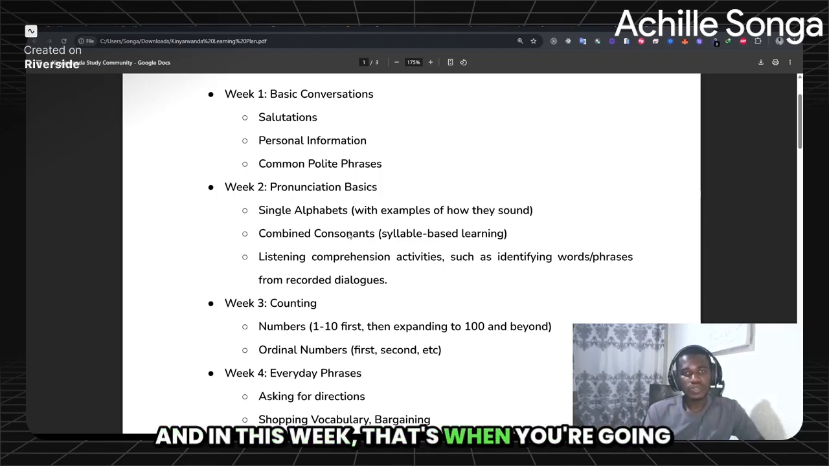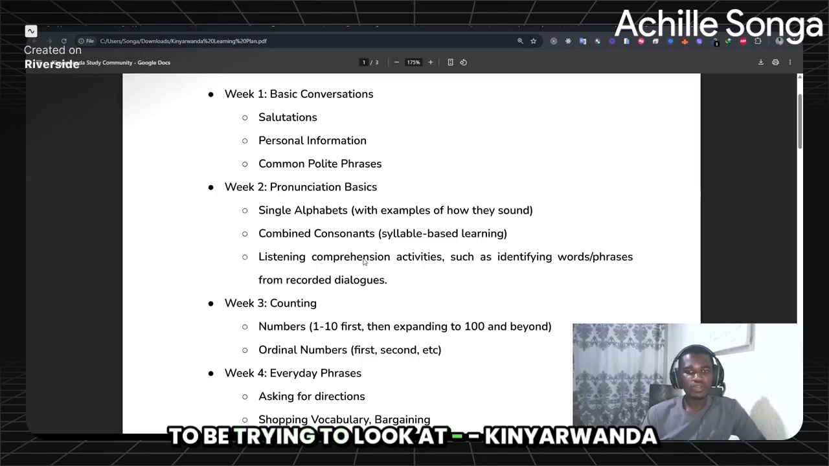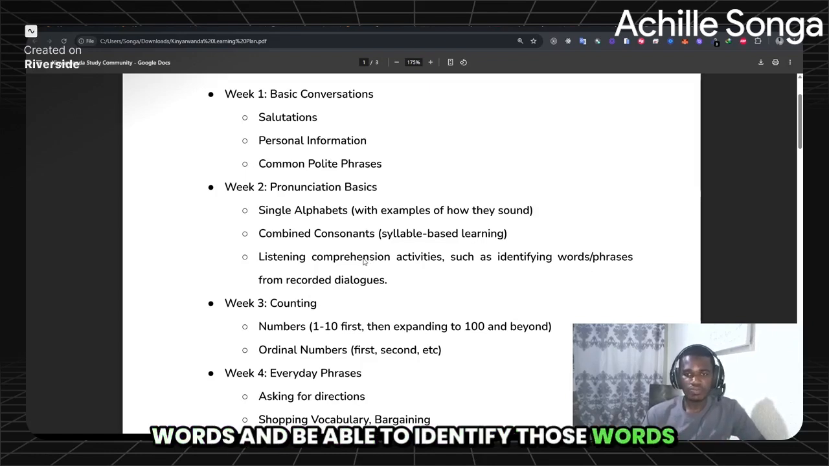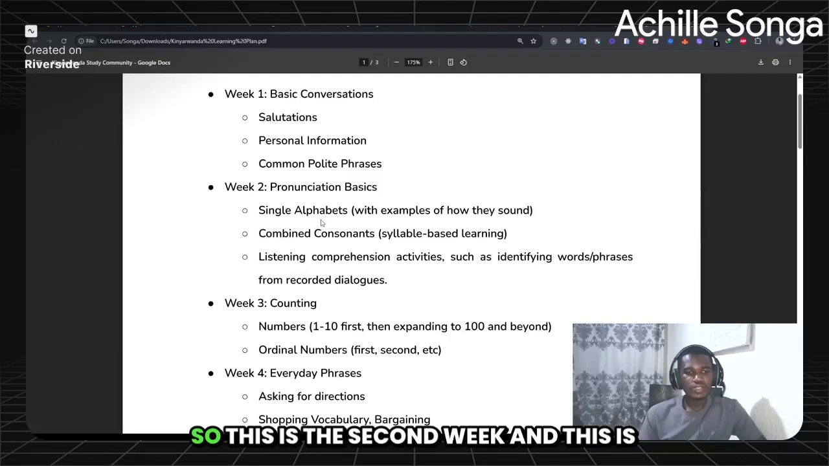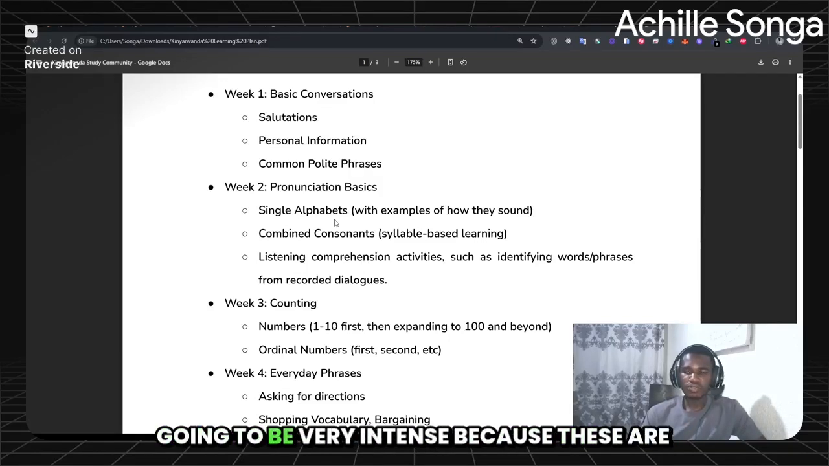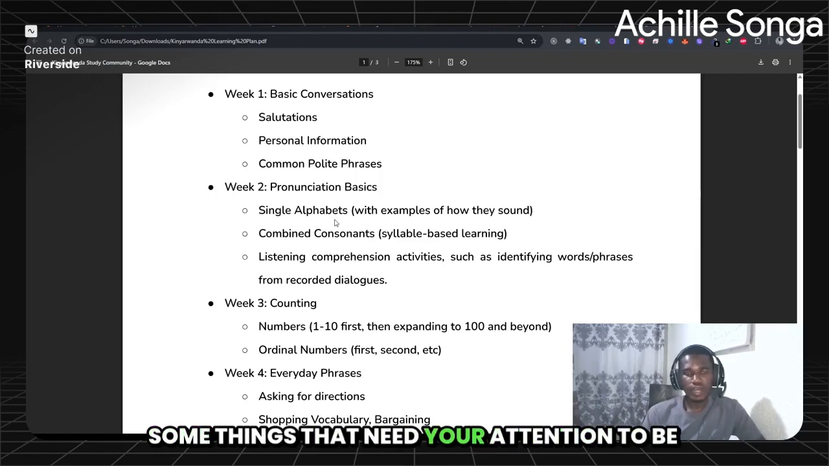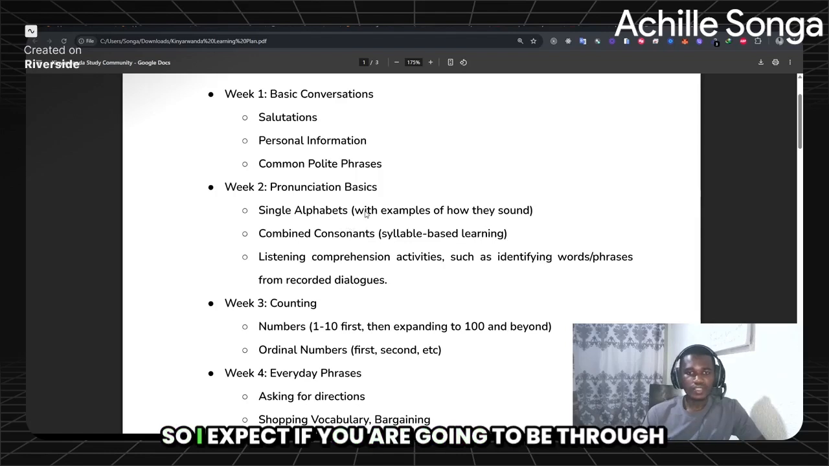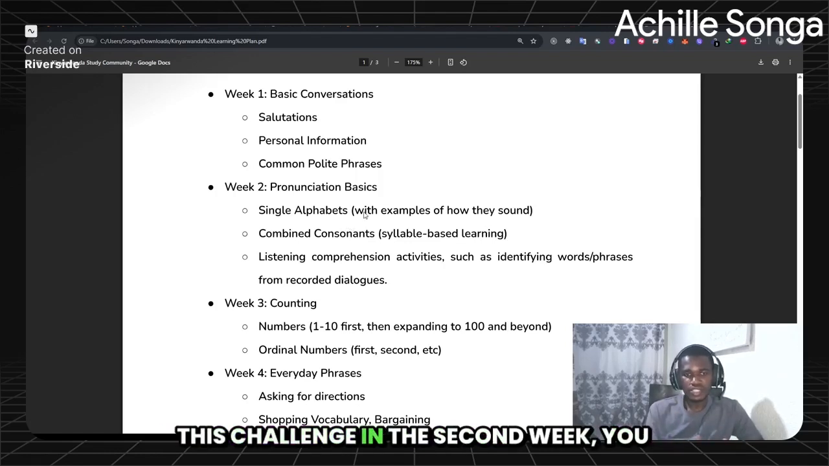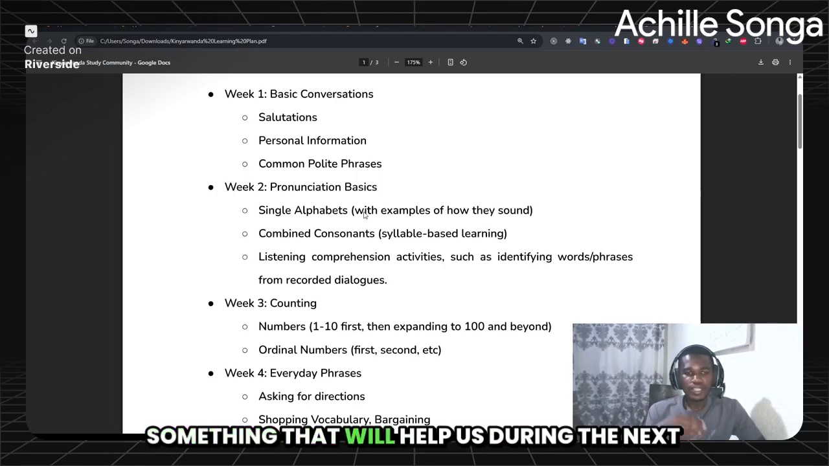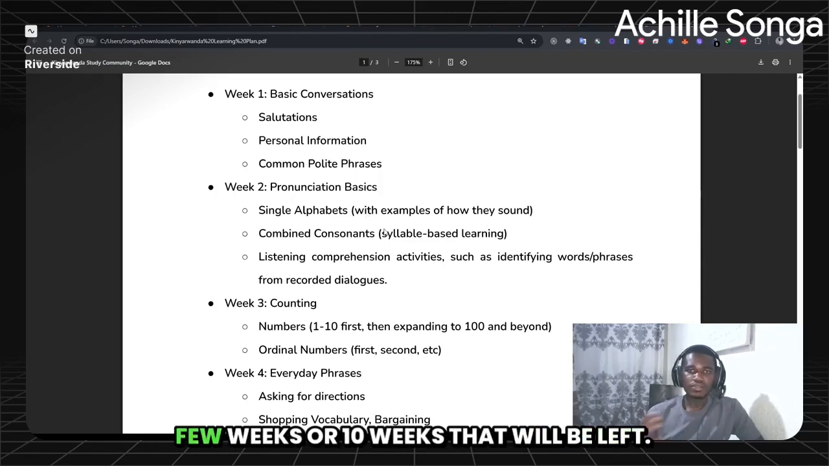And in this week, that's when you're going to be trying to look at Kinyarwanda words and be able to identify those words based on the rules you're going to be learning. So this is the second week, and this is going to be very intense, because these are things that need your attention to be able to memorize these alphabets and the consonants. So I expect, if you're going through this challenge in the second week, that you focus and take your time, because what we learn in the second week will help us during the next few weeks, or 10 weeks that will be left.